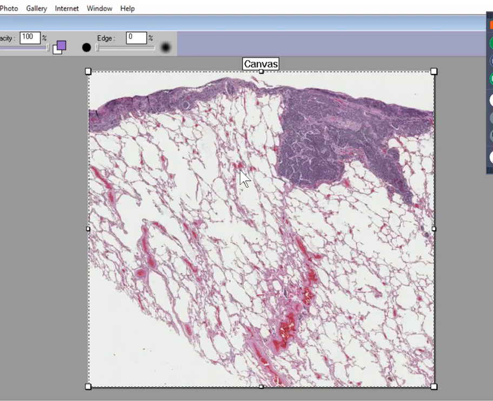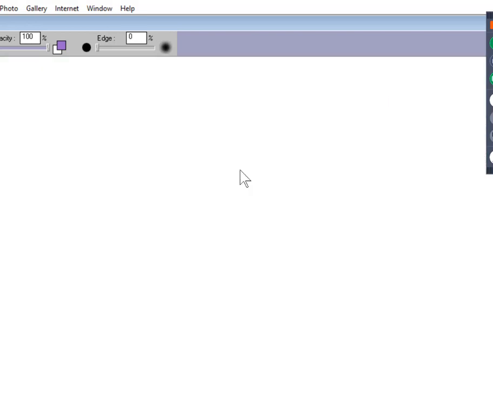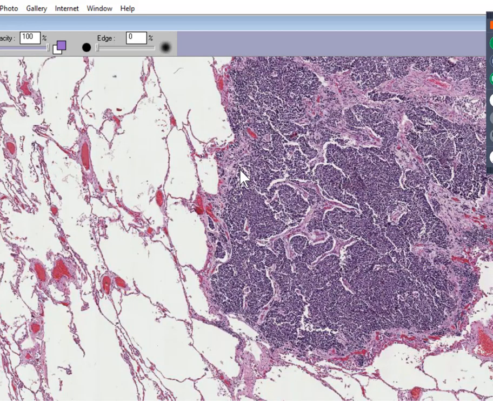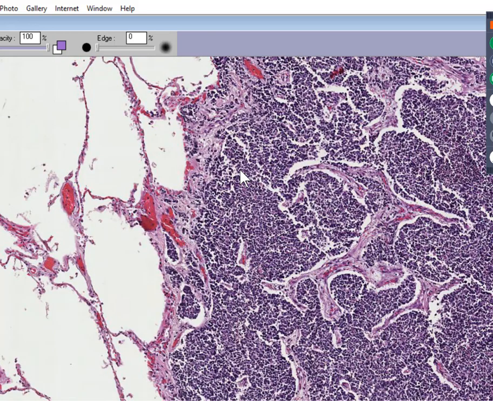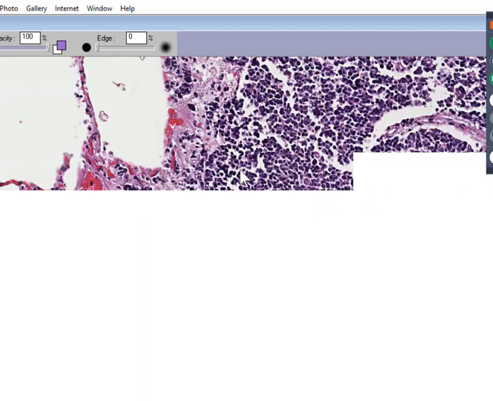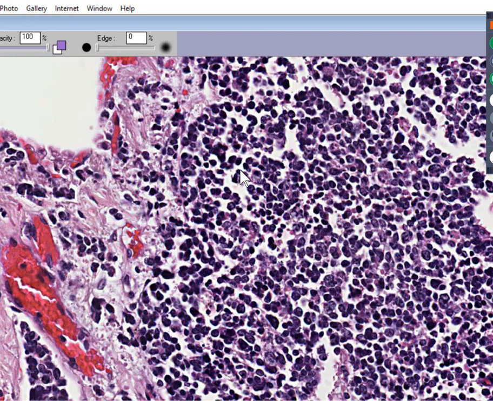But look, right here along the pleura, you see collections of cells. And as I zoom in on these collections of cells, zoom in more, and zoom in more. And I'll zoom in even one more time. What if I told you that this is another malignancy of the lung?